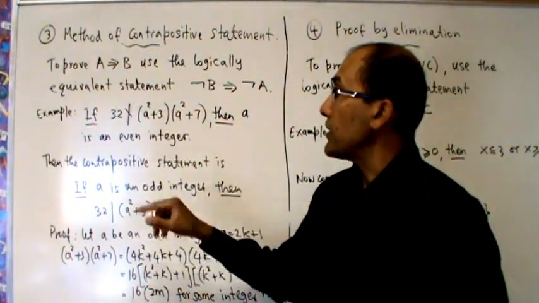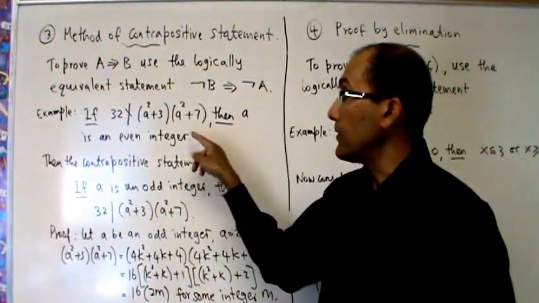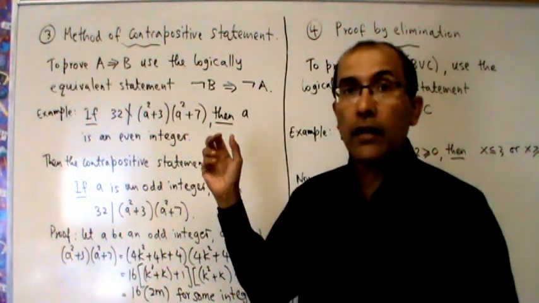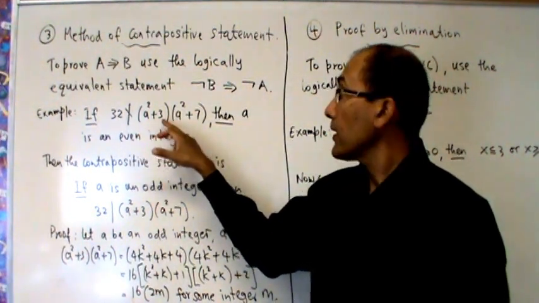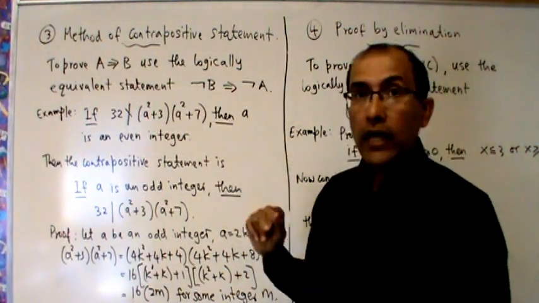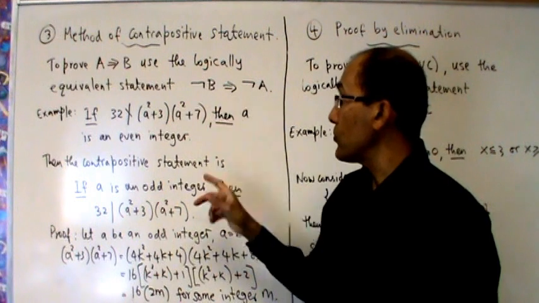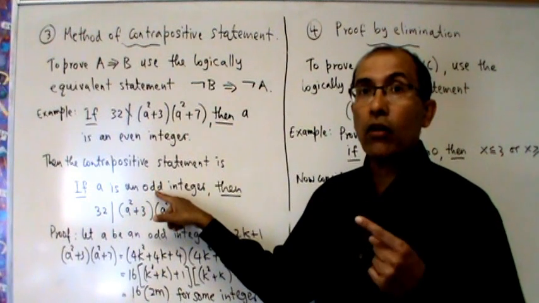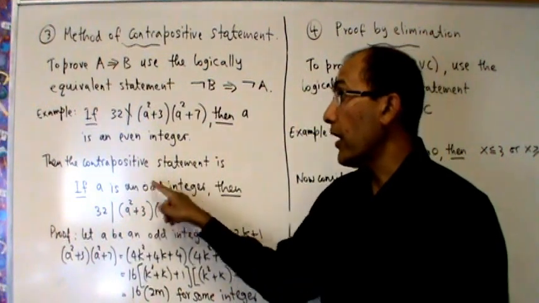So suppose I want to prove this statement: if 32 does not divide this expression, then A is an even integer. That's a little harder to use directly, because in this example we are using 32 does not divide A square plus 3 times A square plus 7, and we want to show that A is an even integer. So we'll use the contrapositive statement. That means I'm going to use not B: A is an odd integer now. Then not A: 32 must divide this expression.